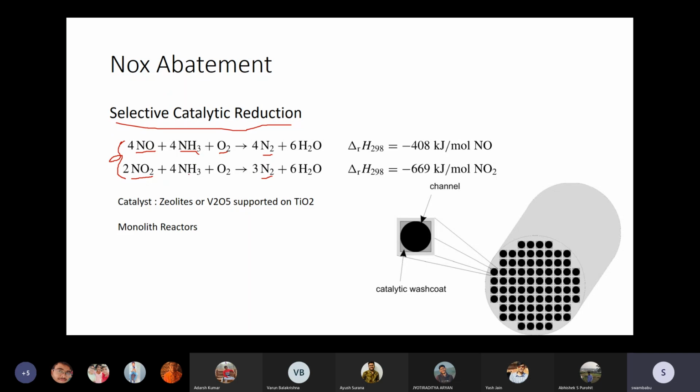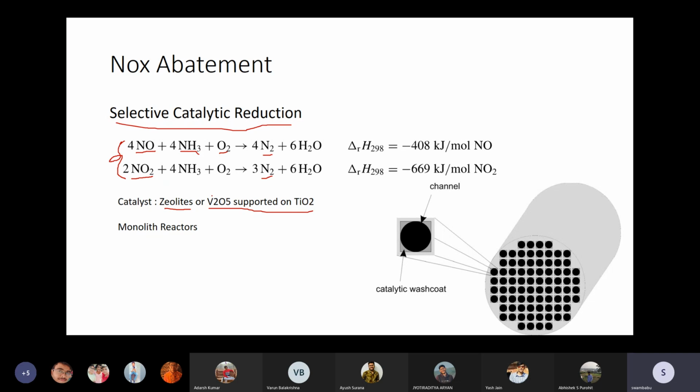Now, however, this reaction needs to be performed on this catalyst. These reactions need to be performed on zeolites or vanadium pentoxide, V2O5, supported on titanium dioxide. Either this catalyst or this catalyst can be used.